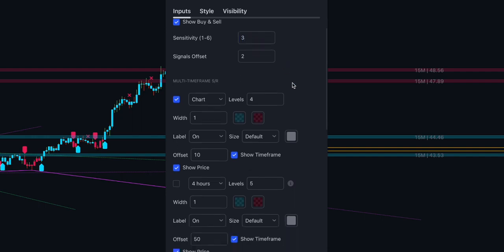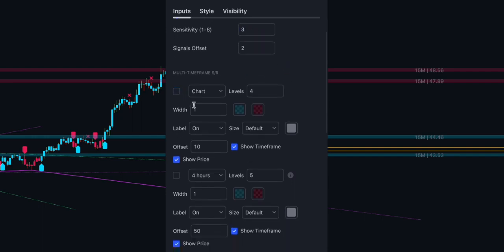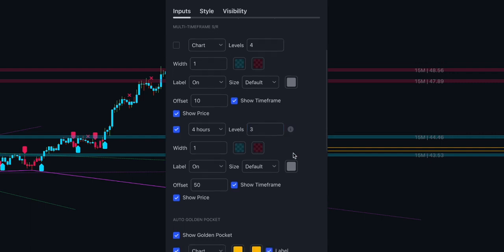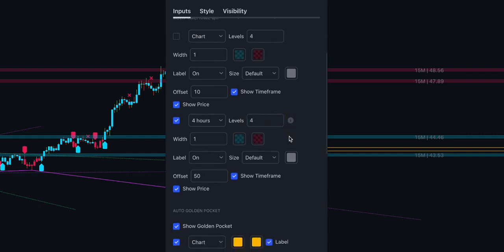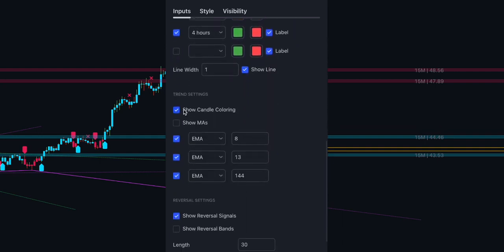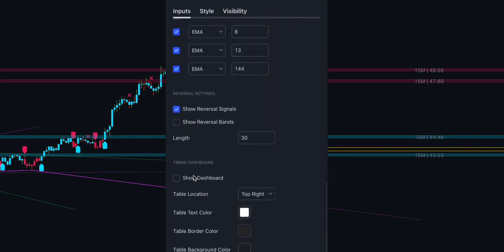The next step is to hide support and resistance from the current time frame. Instead, we'll enable SR levels from the 4-hour time frame. The quantity of levels should be set to 4. Scroll down and disable the golden pockets. For this setup, we'll need to enable the trend dashboard. Once you're finished, click OK.